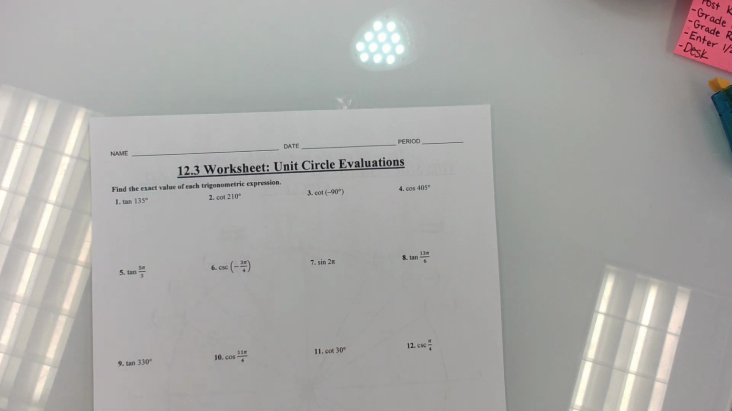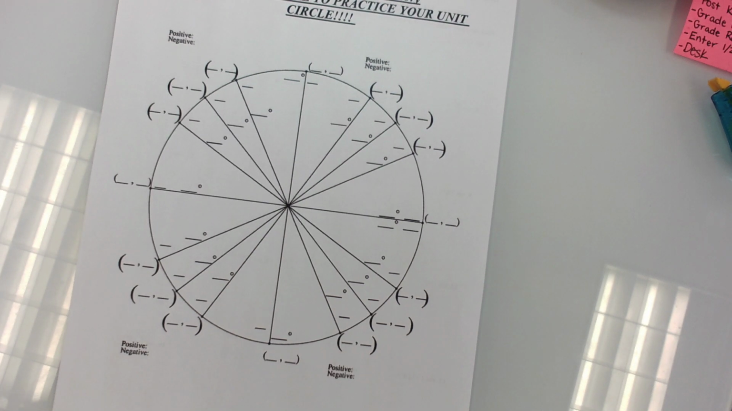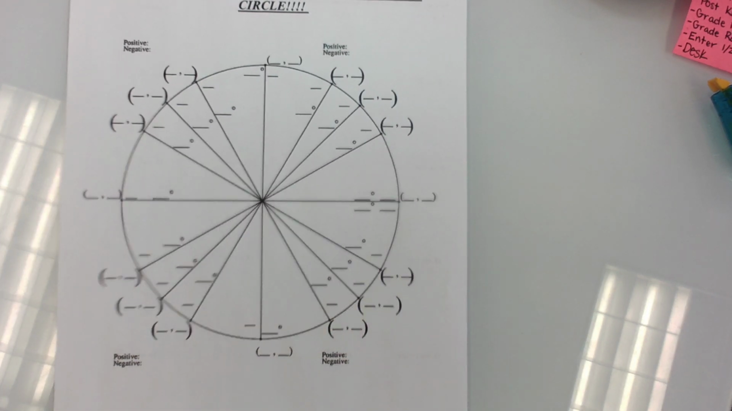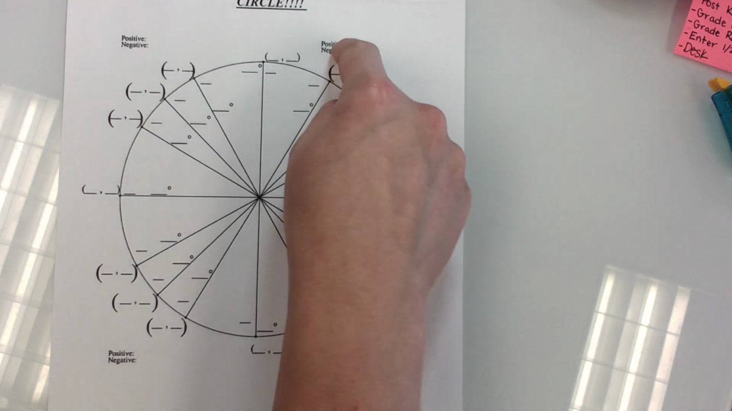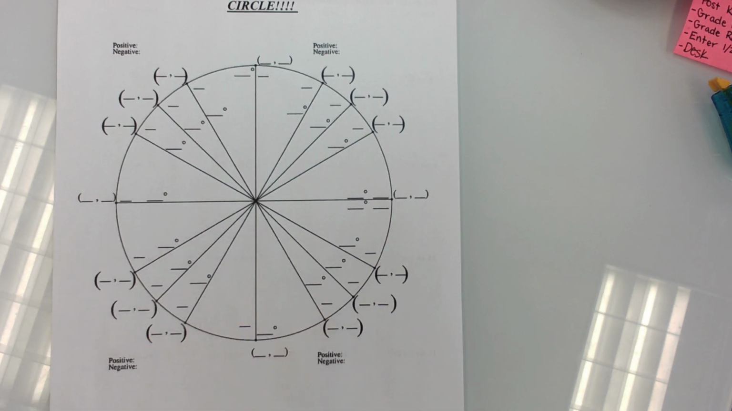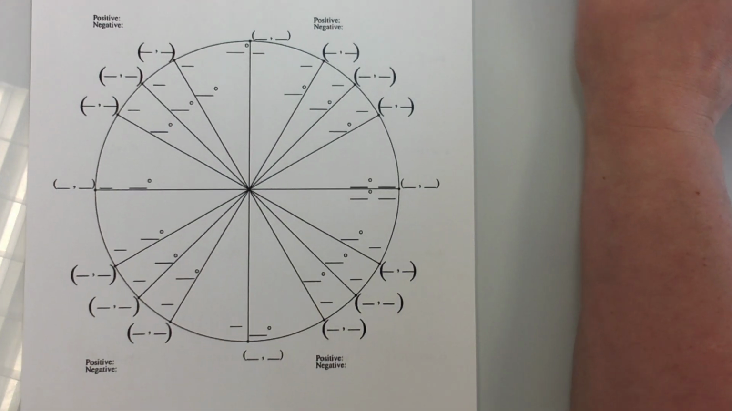So, one of the things that I did tell you guys about yesterday is the unit circle quiz. It'll end up looking something like this. Save the positives and negatives. I didn't delete that on here. But it'll end up looking something like this, and I will say, fill it in.